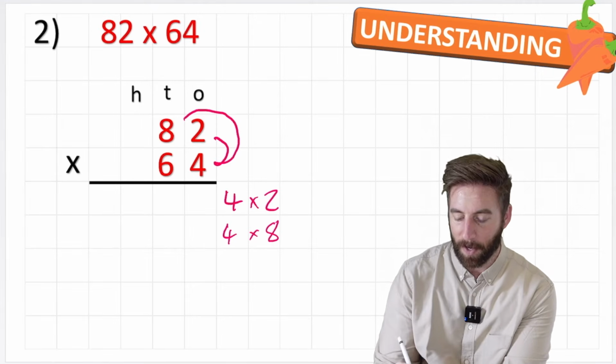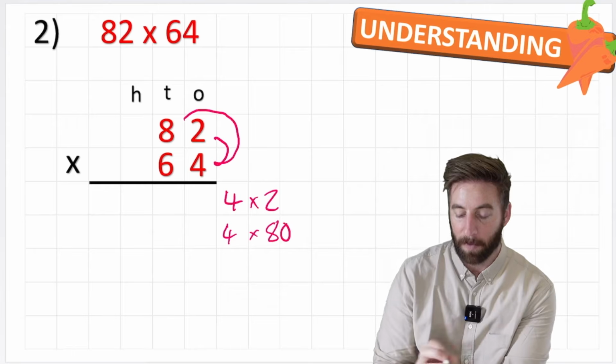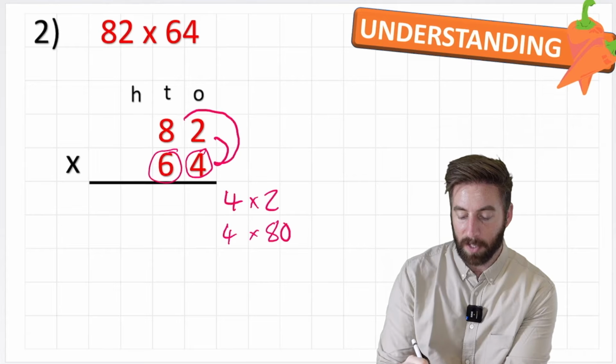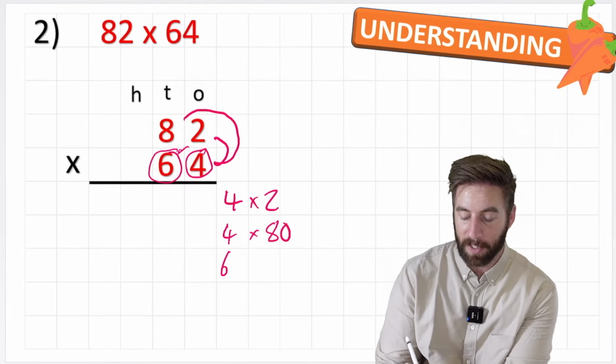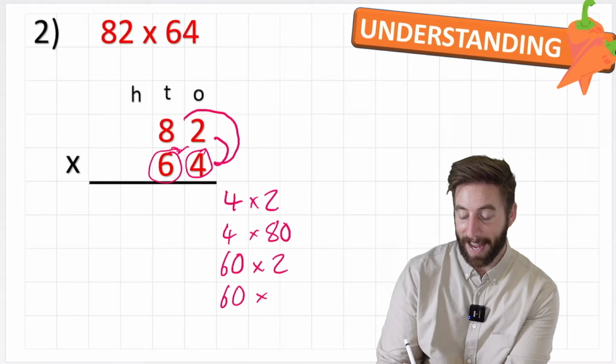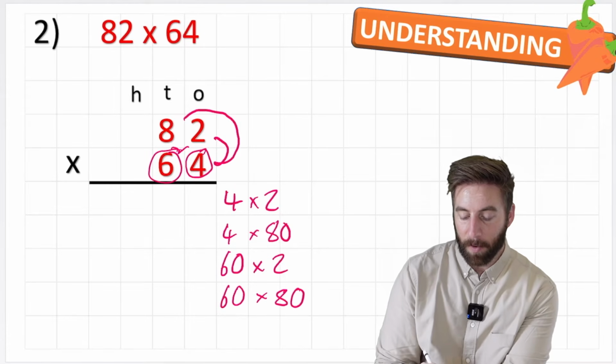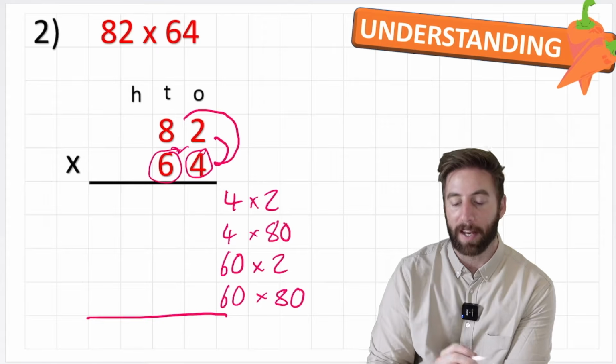Not an 8, is it? We know it's an 80 because it's in the tens column. So now I've done the 4, I'm going to move on to the 6, and I'm going to do 6 times 2, but we know it's also not a 6 because it's in the tens column, so it's 60 times 2, and then my last question would be 60 times 80. Put my equals line, and I'm ready to begin.